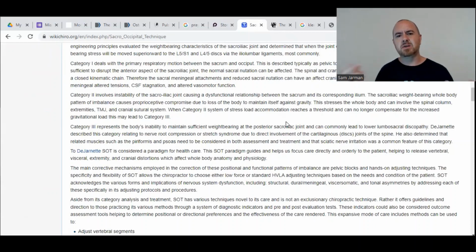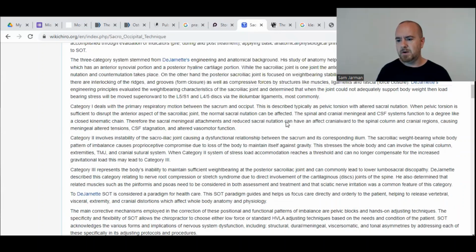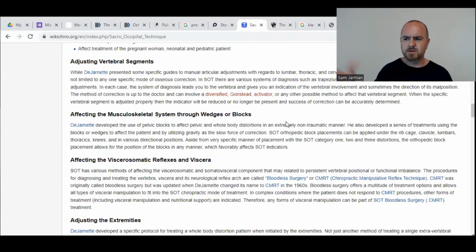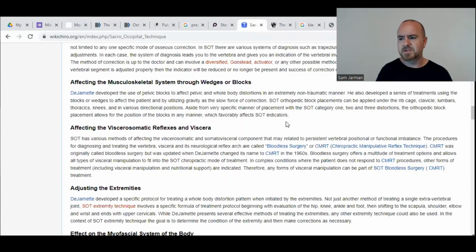So he would basically look at the vertebral column and restrictions there and find blockages and talk about the base and the top, right? Or the top and the base, however you want to look at it. So the occiput and the sacrum. And he would work through there and in varying areas. So he didn't necessarily restrict his treatment specifically to the top and the bottom, the sacrum or the occiput. He would work through the rest of the area. He was adjusting vertebral segments affecting the musculoskeletal system through wedges or blocks. So developed the use of pelvic blocks to affect pelvic and whole body distortions in extremely non-traumatic matter.